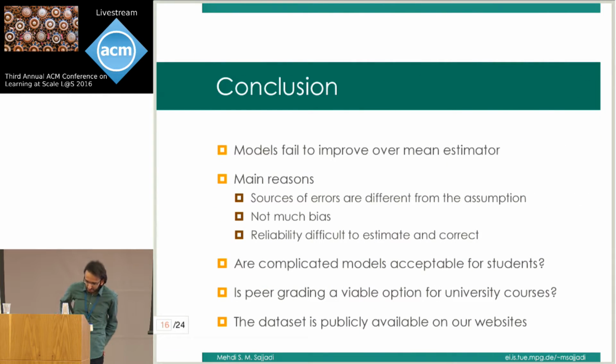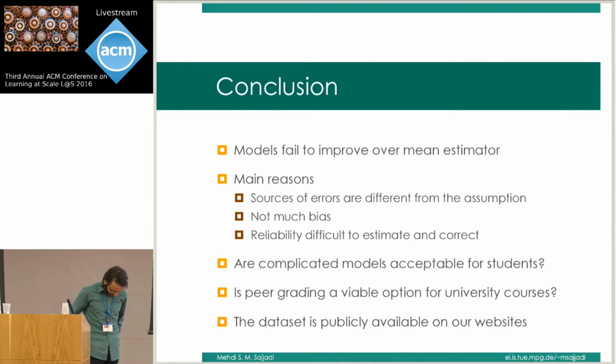So the conclusion: we saw that the models fail to improve over the mean estimator. We talked about the main reason, that we don't have a lot of bias in the data. The sources of errors are different. And the reliability, which is the big problem, is just hard to model and to estimate the values.